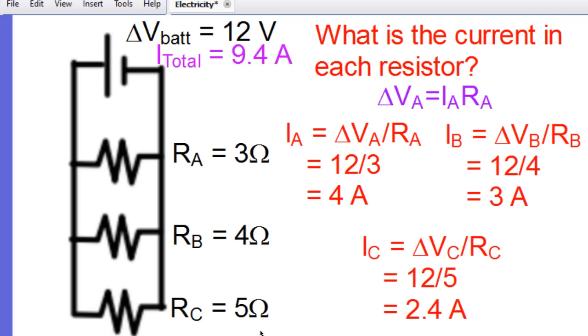All right, sanity check. I told you that if I add up current A, current B, and current C, I should get the total current. Do I? What is 4 plus 3 plus 2.4? Okay, well, 4 and 3 gives me 7. 7 and 2 gives me 9. 9 and 0.4 gives me 9.4 amps. So yes, my math is all consistent. It all works out. Next step.